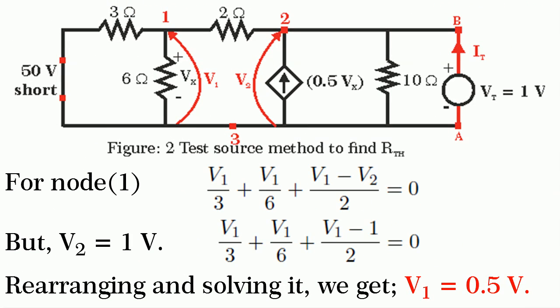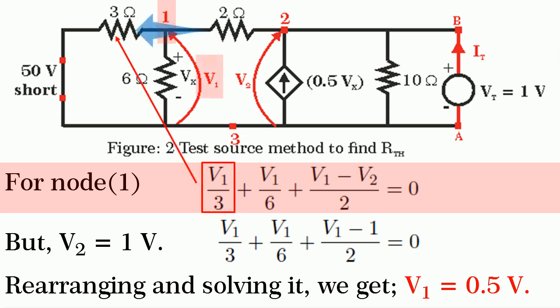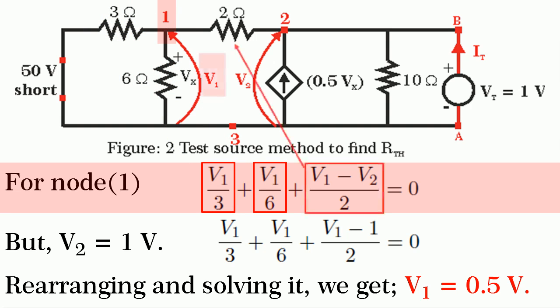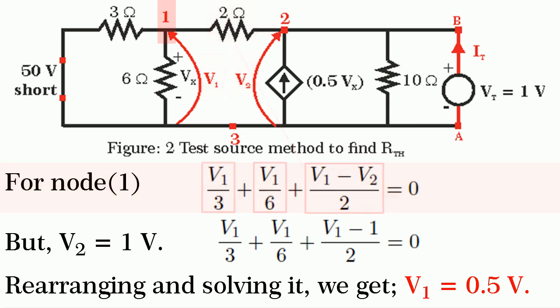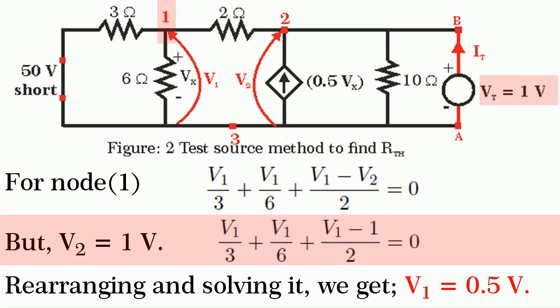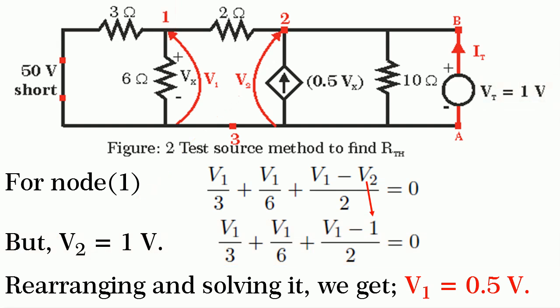To find RThevenin, let us use nodal analysis. Let V1 and V2 be the unknown node voltages as shown in figure. By writing the Kirchhoff's current equation for node 1, we get V1 by 3 plus V1 by 6 plus (V1 minus V2) by 2 is equal to 0. But we know Vt is equal to 1 volt and hence V2 is equal to 1 volt. By substituting V2 is equal to 1 volt and solving it, we get V1 is equal to 0.5 volts.